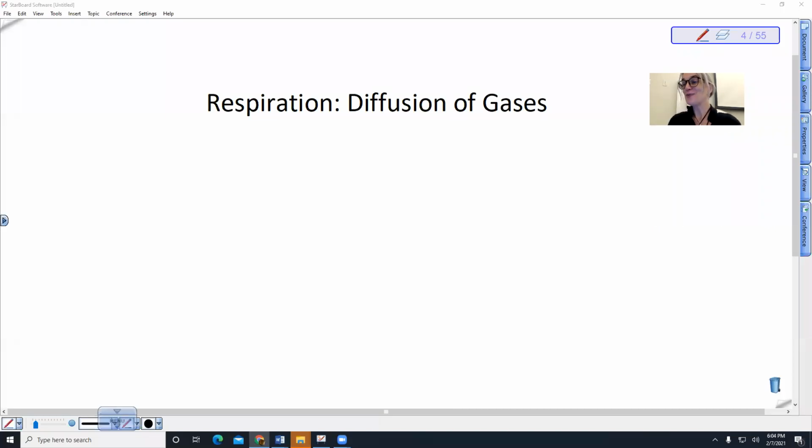So we're talking about respiration, and that is the exchange of gas with our environment. Why do we need to do this, you might ask yourselves? And the answer is that we need oxygen in order for cellular respiration.